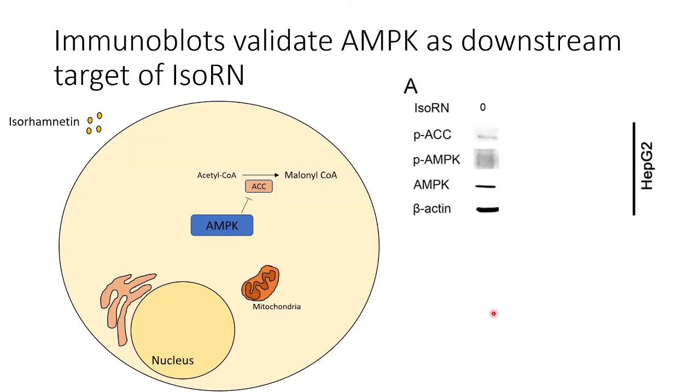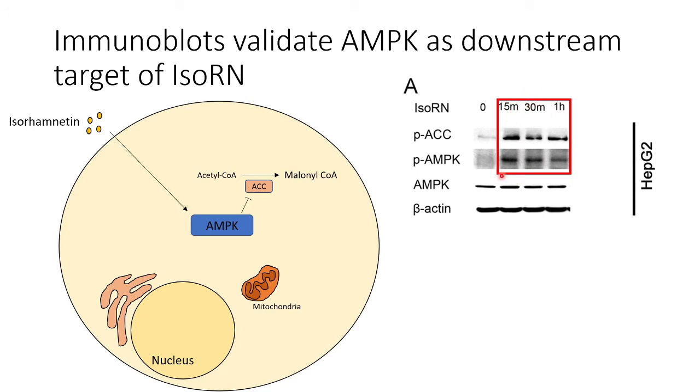So next, the researchers would like to validate AMPK as the downstream target of Isorhamnetin. So over here we can see Western blots showing that without any treatment of Isorhamnetin, we see no activated AMP kinase. However, upon treatment with Isorhamnetin, we can see an increase in phosphorylated AMP kinase, and we can also see its downstream effector, ACC, to be phosphorylated. Therefore, we can conclude that AMP kinase activates ACC and is activated by Isorhamnetin treatment.